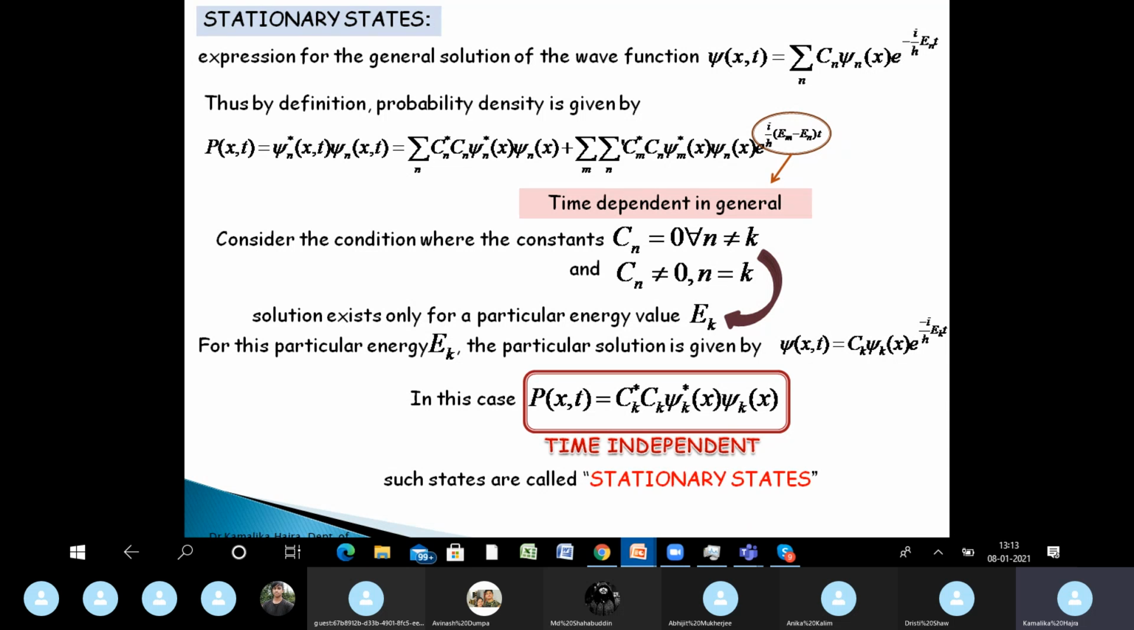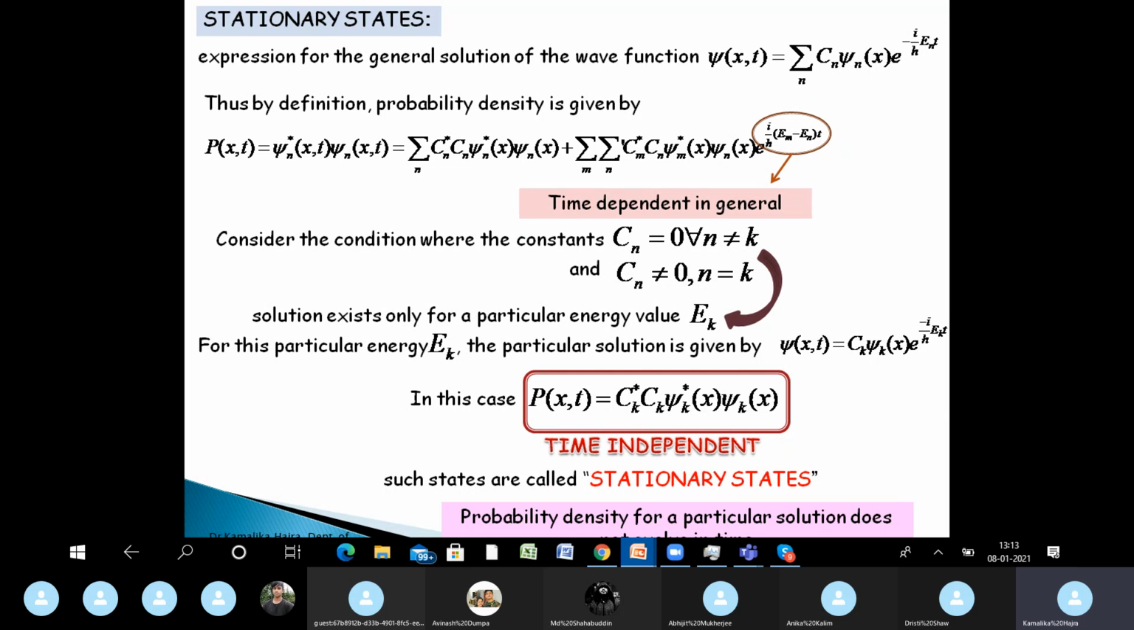So we can write that for a particular solution, the probability density does not evolve in time, and such states are called stationary states. So if you are dealing with a particular solution, which will be the case when you deal with specific problems, then you can clearly say that a given particular state does not evolve in time and the probability density is time independent, and therefore such states are called stationary states. Okay, again a very important basic concept.